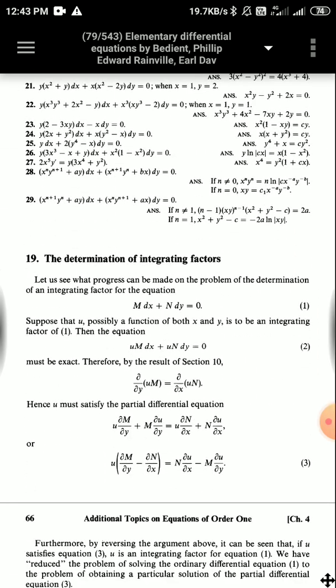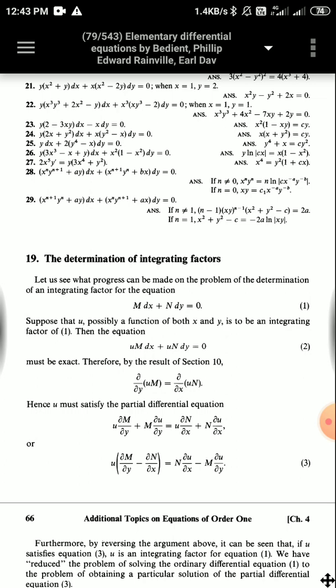In the previous lecture, we saw how to find an integrating factor by inspection, and how to find the differential equation by using the method of integrating factor by inspection.